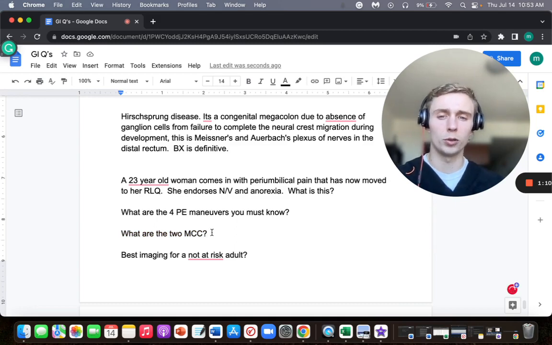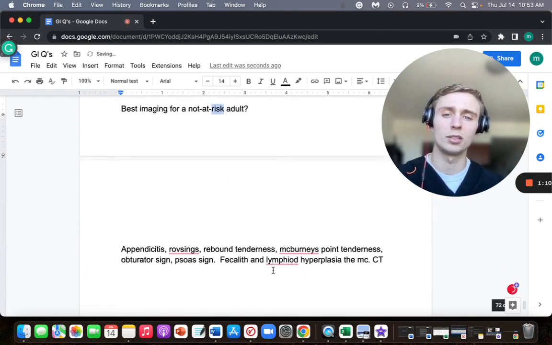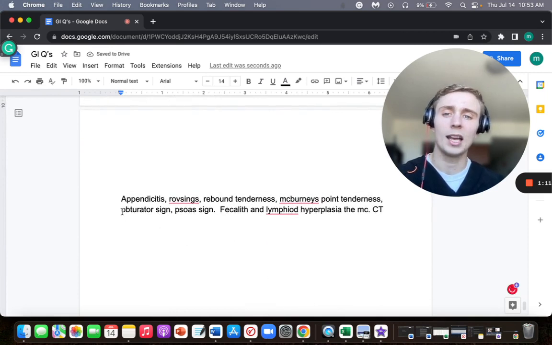What are the 2 most common causes of this condition? So there's 2 proposed most common causes of this condition. And what's the best imaging for a not at-risk adult? For a not at-risk adult, what is the best imaging? And appendicitis is, of course, this.